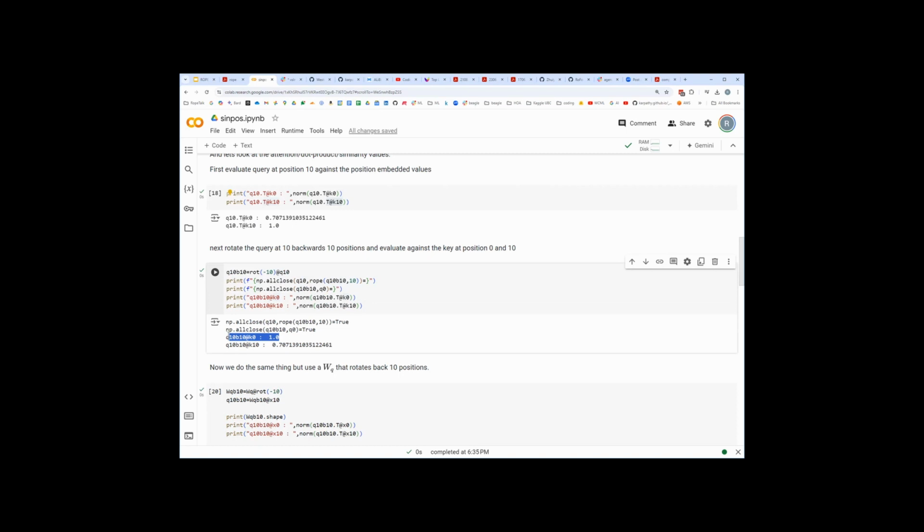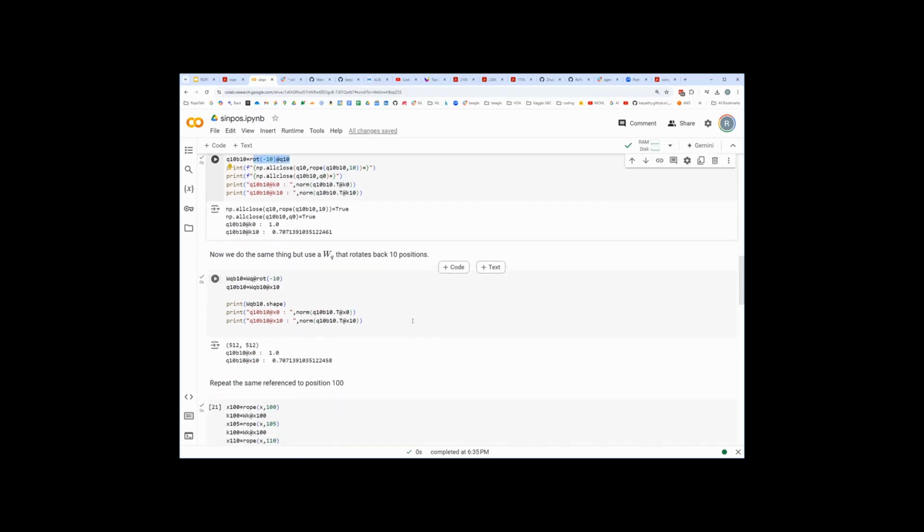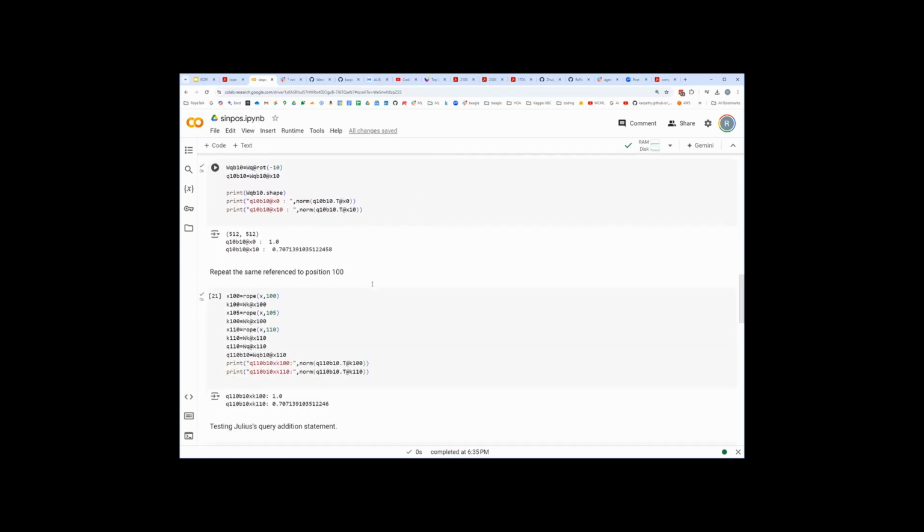So it just shows that you can rotate the query vectors to make them attend to prior times. I want to skip forward a little bit here.